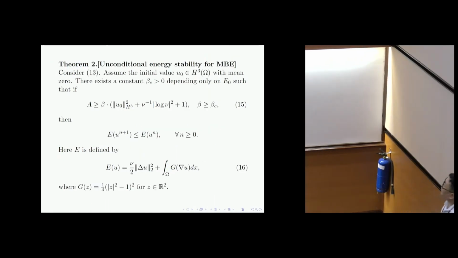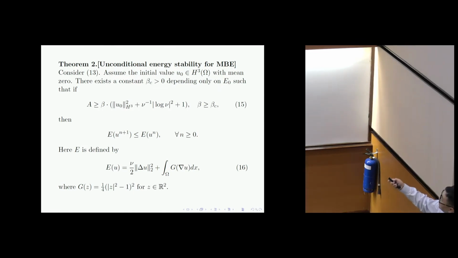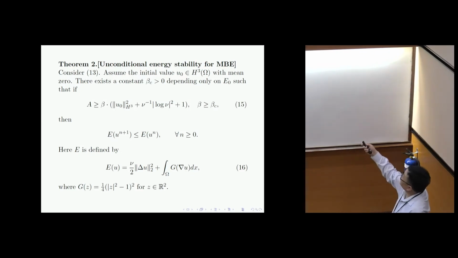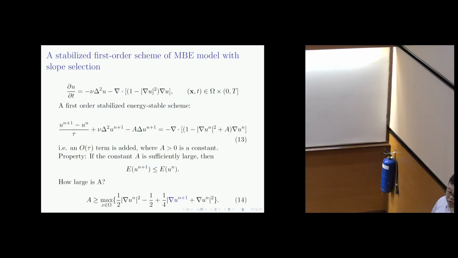So our result is here. A is also essentially greater than this term, so we have this energy stability in discrete time. But U0 should be in H3 with mean 0, because of the gradient of U in the nonlinear functional.